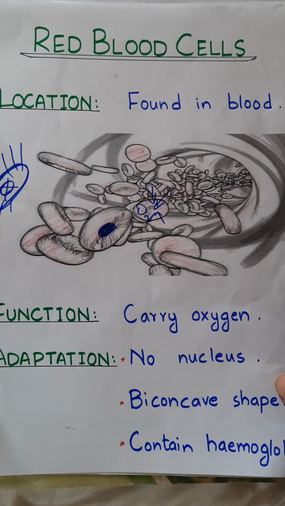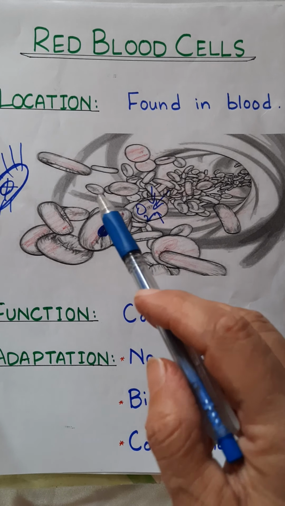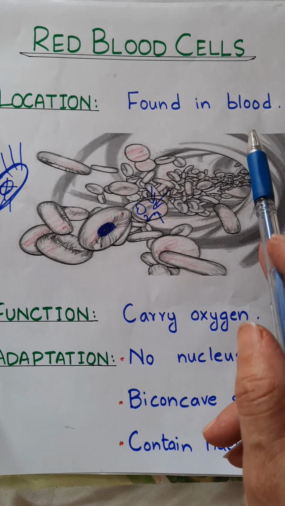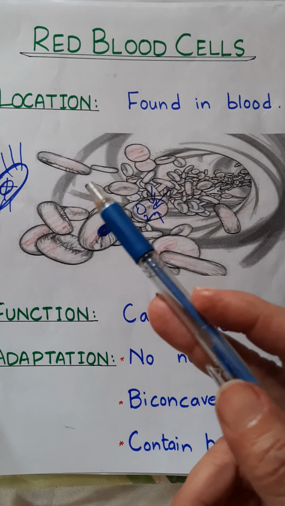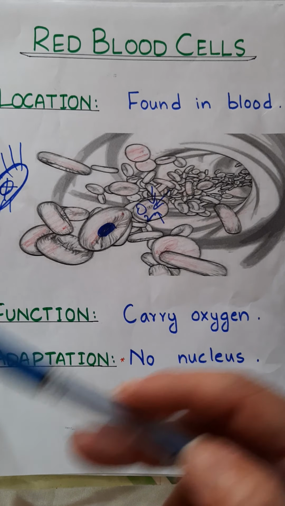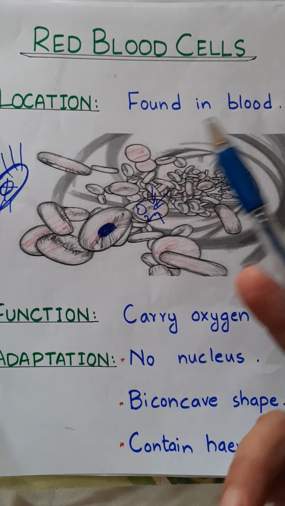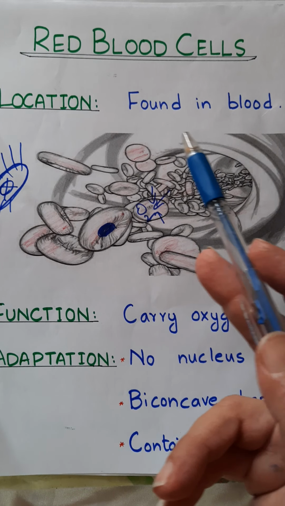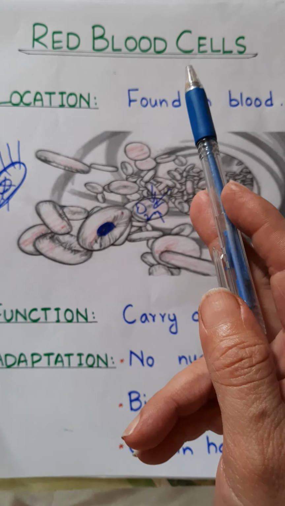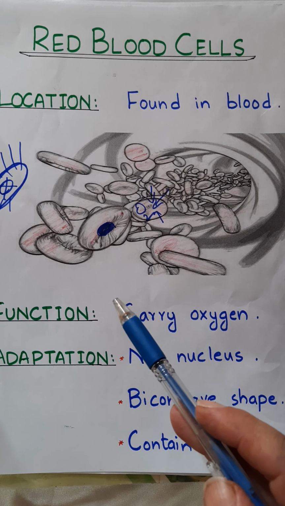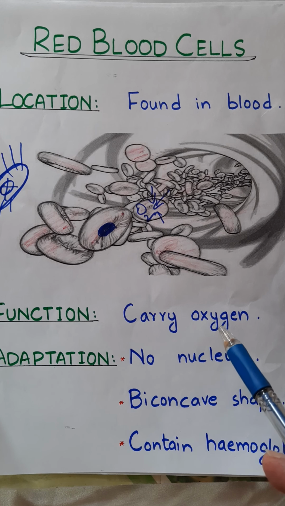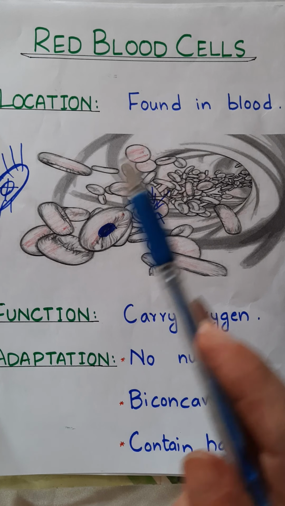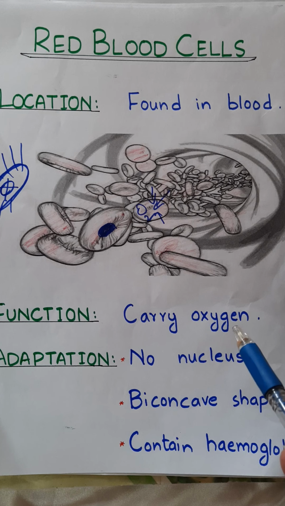Number 1, red blood cells. The name shows that they are present in the blood. Blood is made up of plasma and it contains red blood cells, white blood cells and platelets. All these cells present in the blood are specialist. Now I am talking about red blood cells. What is their function? Their function is to carry oxygen. Red blood cells carry oxygen around the body.